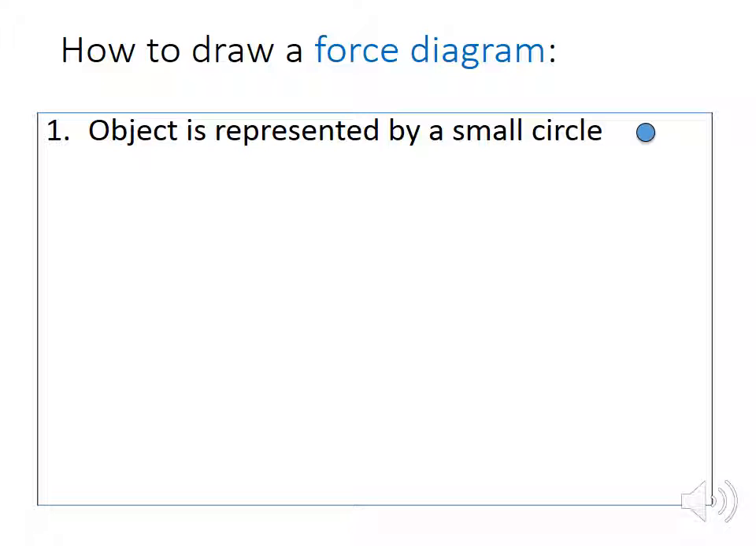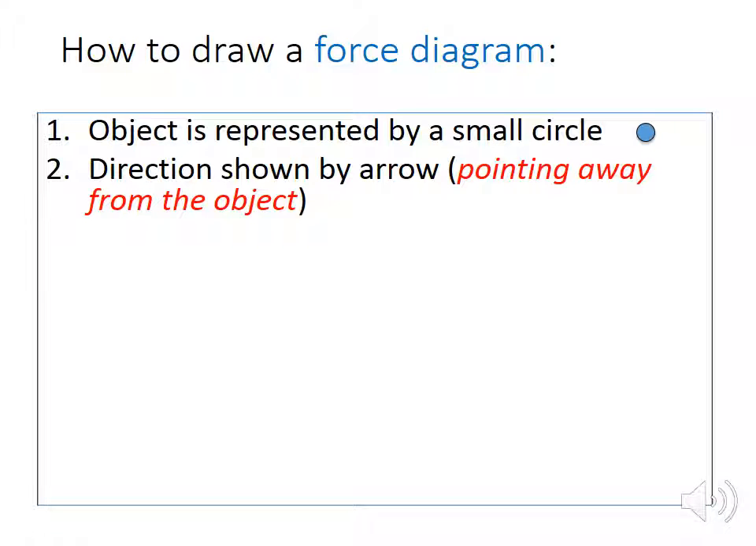Step 1, represent the object that you are talking about by a small circle, like what you see represented. Step 2 in drawing a force diagram, you're showing the direction that the force is going by an arrow that is pointing away from the object. Even if the force is acting directly on the object, for example, if you're pushing on the object, you would not draw your arrow pointing toward the circle. You would always draw your arrow pointing away from the circle.